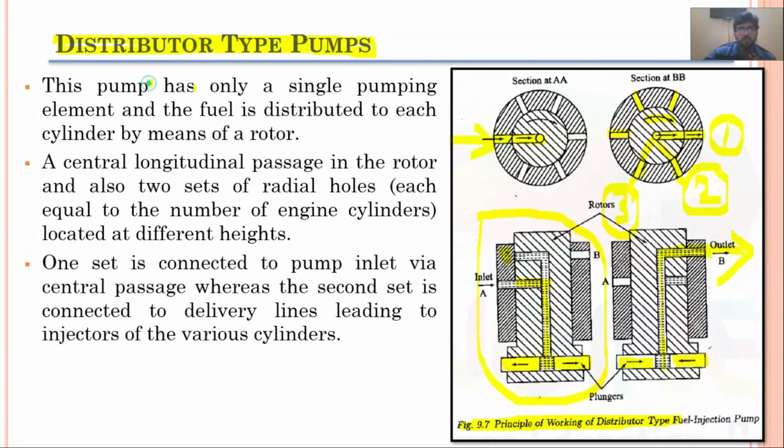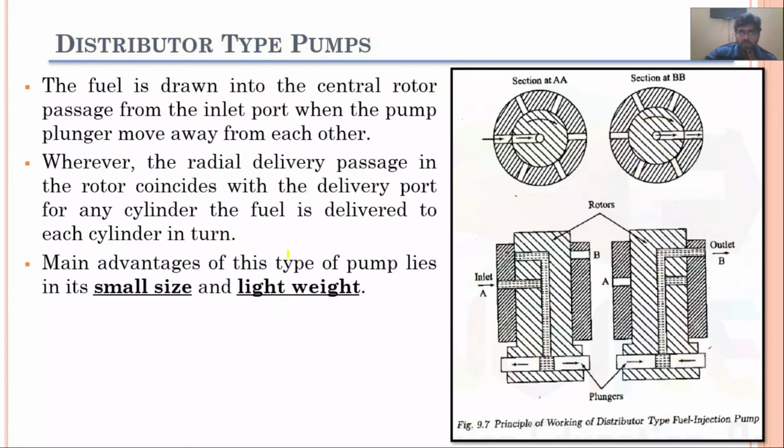So this pump has a single pumping element. The fuel is distributed to each cylinder by means of a rotor. There is a central longitudinal passage in the rotor, and there are also 2 sets of radial holes, one for the inlet and the other for the outlet, and they are located at different heights. Inlet holes are located usually at the bottom, and outlet holes are located usually at the top. One set is connected to the pump inlet via the central passage, whereas the second set is connected to the delivery lines leading to the injectors of the various cylinders.